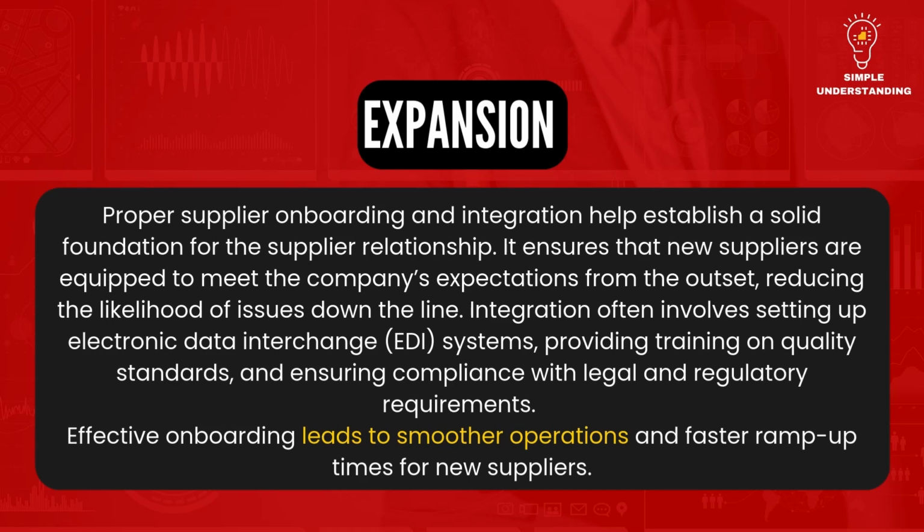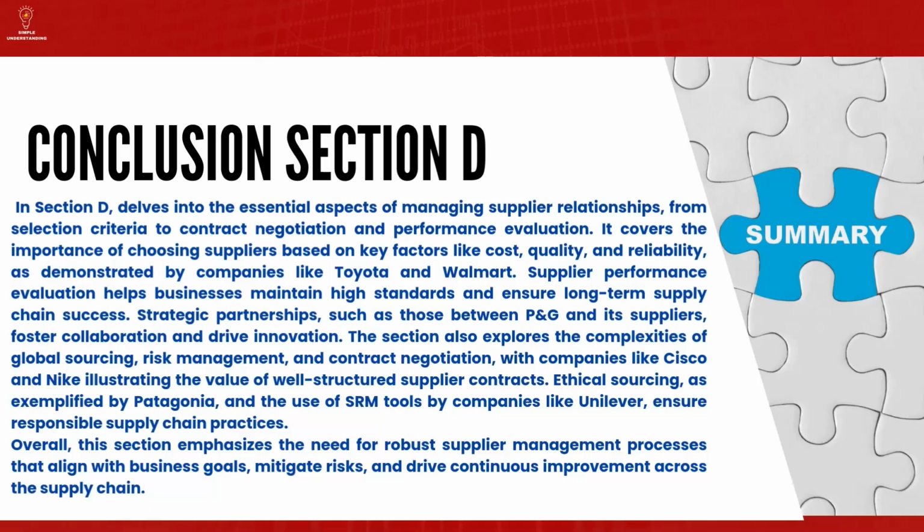Effective onboarding leads to smoother operations and faster ramp-up times for new suppliers. Section D delves into the essential aspects of managing supplier relationships, from selection criteria to contract negotiation and performance evaluation. It covers the importance of choosing suppliers based on key factors like cost, quality, and reliability, as demonstrated by companies like Toyota and Walmart.